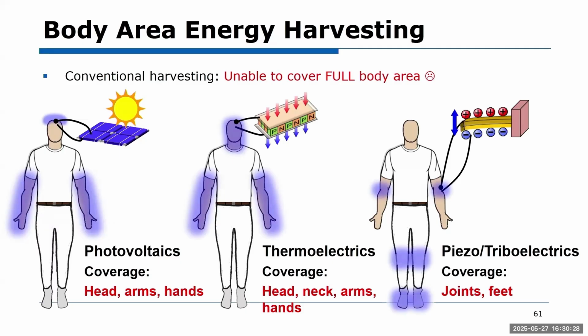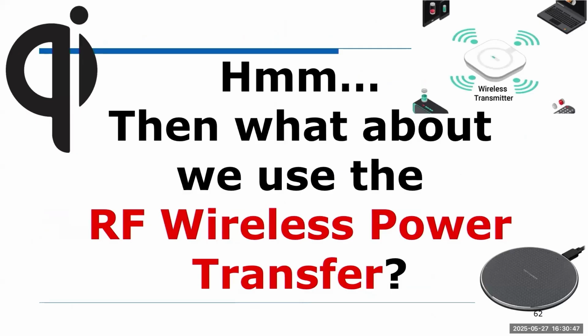So then, okay, why don't we transfer power from one point to the other, right? You can harvest the energy from where it's most efficient, like PVs on the limbs or head, and then transfer the power using wireless power transfer. That's what you can do. But you heard me about the body coupled communication.